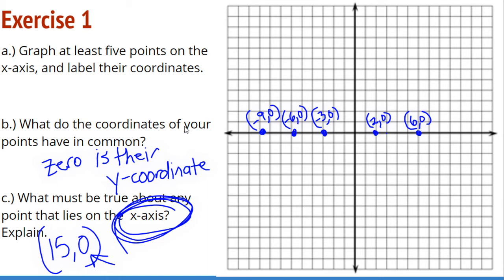If somebody gives me an ordered pair and says, is that on the x-axis? I can look at it and say, no, that's not on the x-axis, because to be on the x-axis, it has to have a second coordinate that is 0.